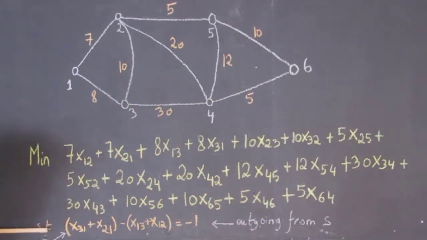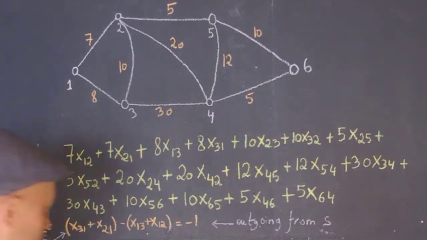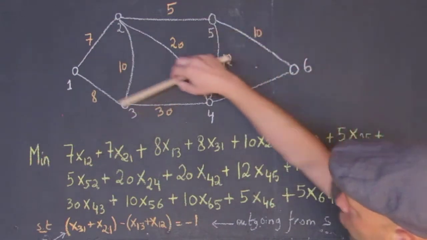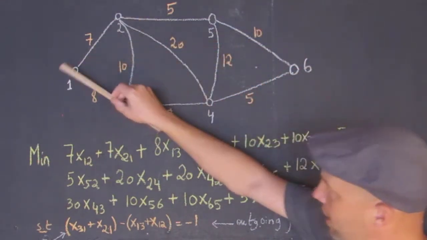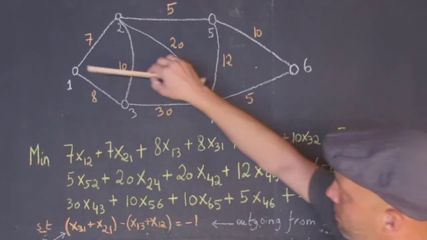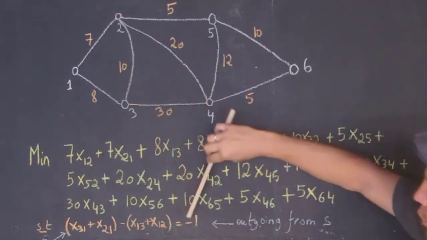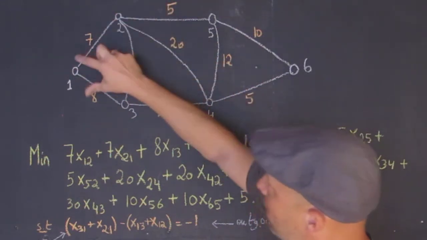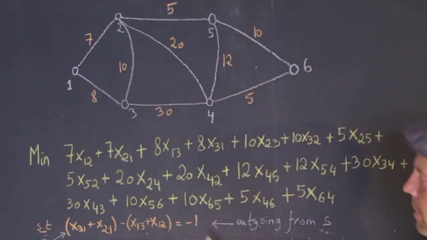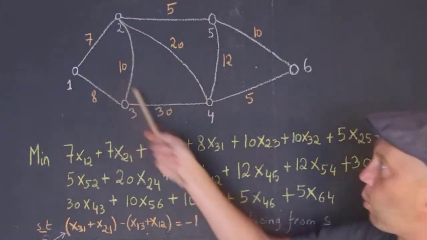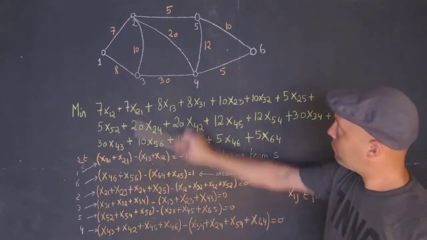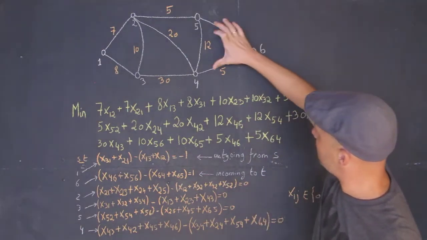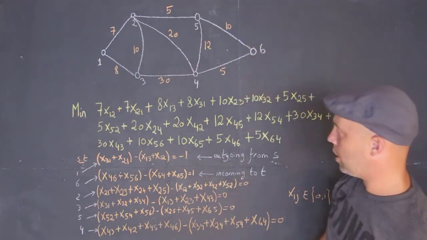Now this one is quite important. This one here says that x31 plus x21 minus x13 minus x12 should be equal to minus 1. So the sum of the links that are going to 1 minus the ones that are going away should actually be minus 1. So there should be at least one link that goes away. And similarly for the other nodes: if you do the sum of the outgoing links minus the ingoing links, then that should be equal to 1.